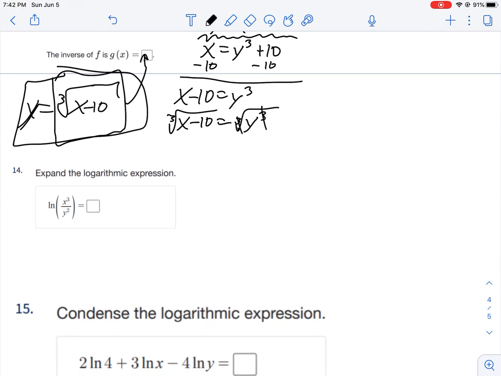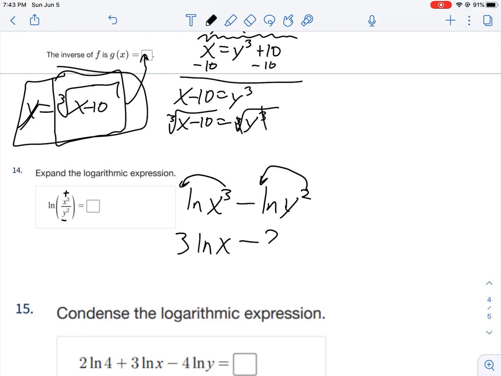Expand the logarithmic expression. When we expand, anything that's in the numerator is a positive log. Anything in the denominator, negative log. So this is going to be a positive log, negative log. Natural log of x cubed minus natural log of y squared. And now we need to send our powers to the front as multiplications, and we're done. 3 natural log x minus 2 natural log y.